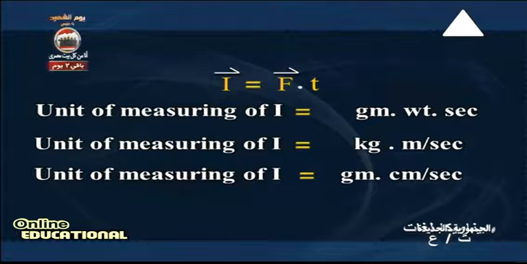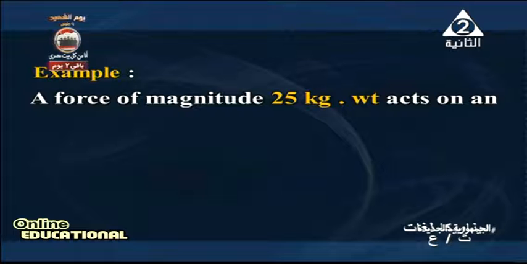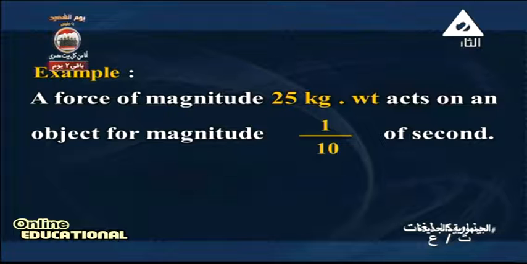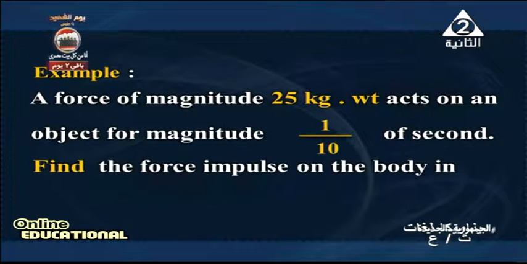Then let us start with the first example. A force of magnitude 25 kilogram weight acts on an object for a time interval of magnitude 1/10 of a second. Find the force impulse on the body in Newton second unit.